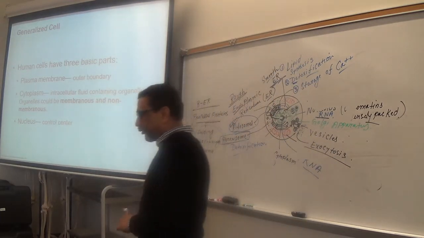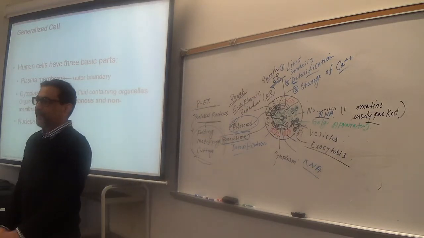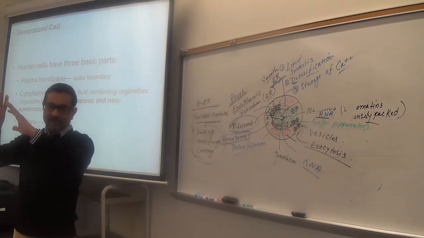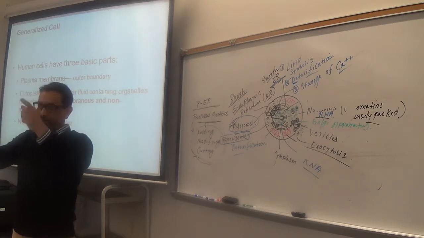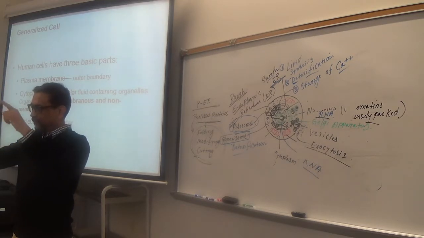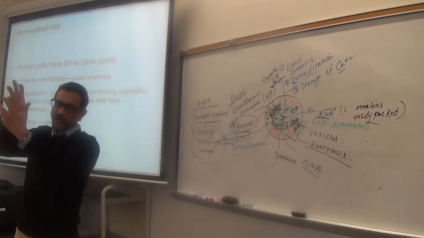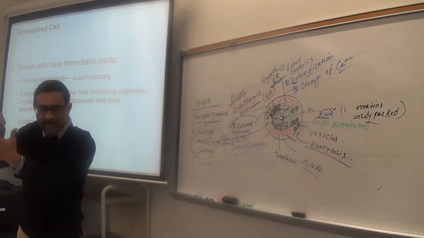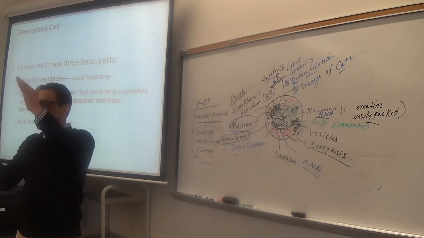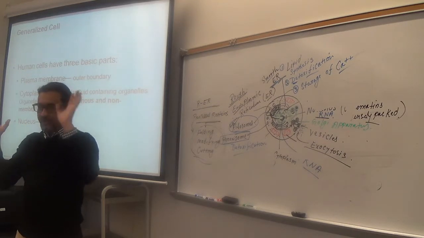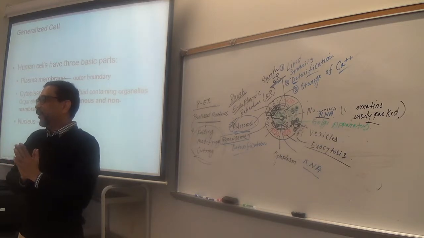So let me quickly review. A typical cell has three parts, right? Outer boundary is called what? Plasma membrane. Very good. And in the center, you have a round structure that is called the nucleus, right? And in between, you have cytoplasm. Is it clear? Okay.